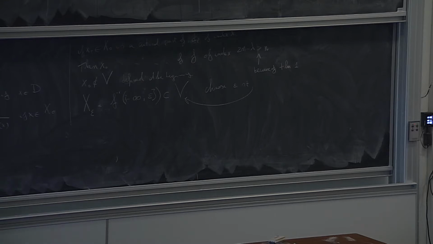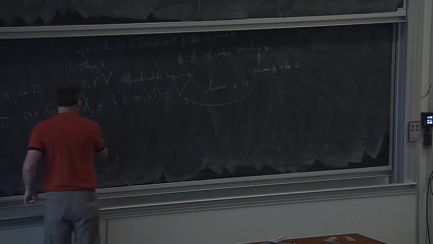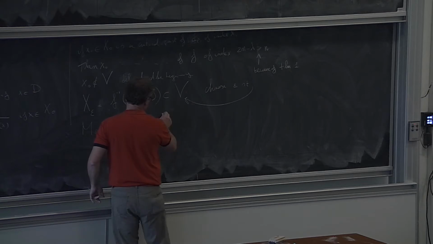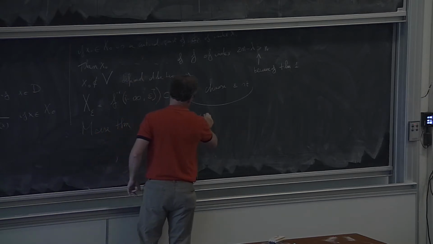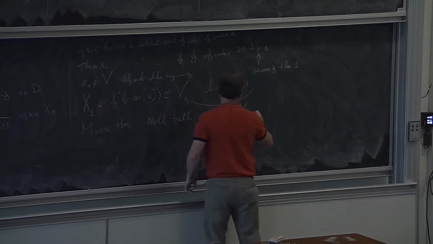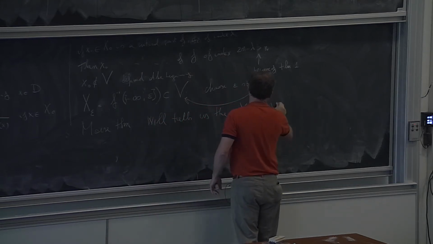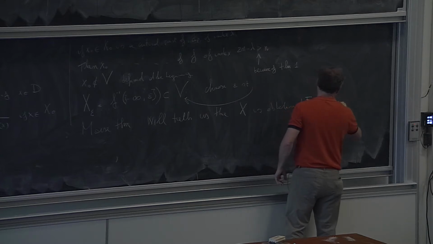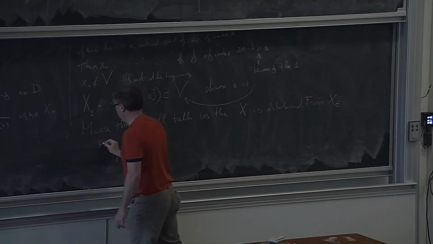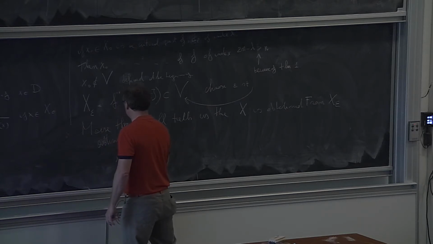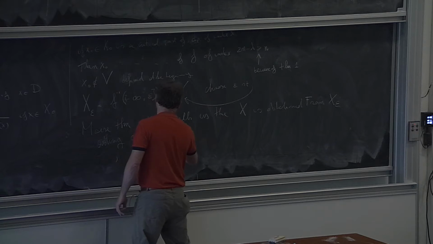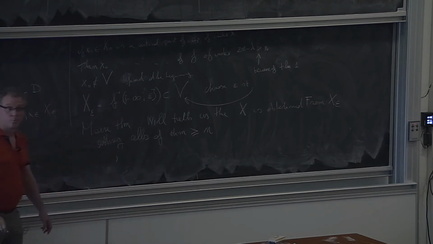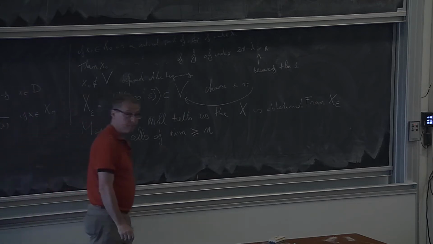And now you can apply Morse theorem. It will tell you that X is obtained from X epsilon by adding cells of dimension at least n, which is exactly what we wanted. Okay?